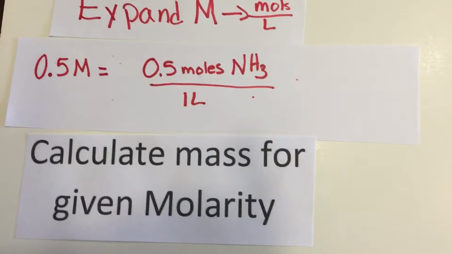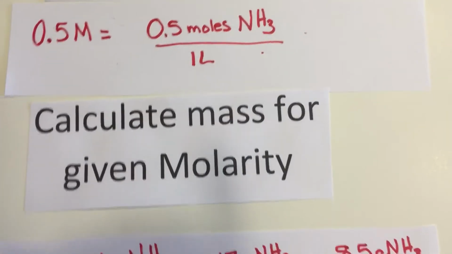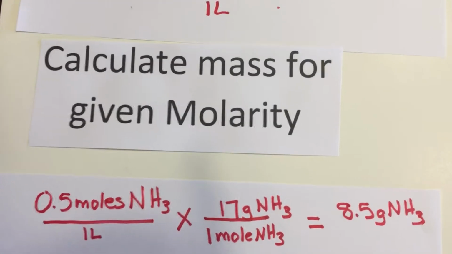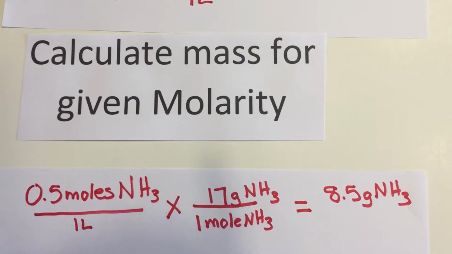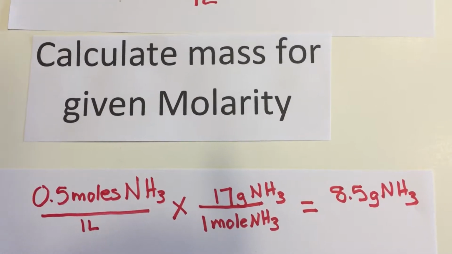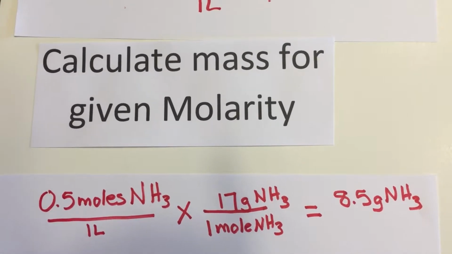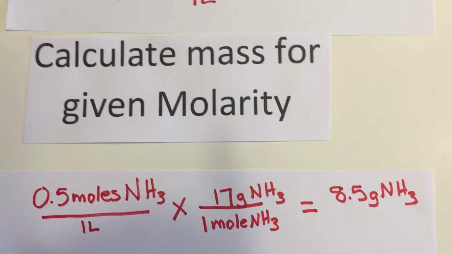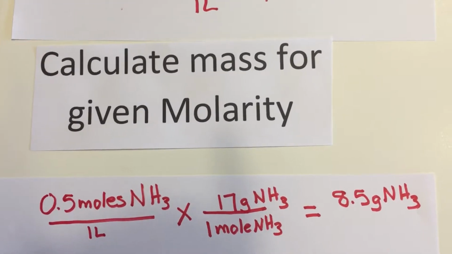Okay, so we're going to calculate the mass for the given molarity. So we take what we have, 0.5 moles of NH3 per 1 liter, and multiply that by the molar mass, the 17 grams of ammonia over 1 mole of ammonia, so our moles will cancel. And our answer here is 8.5 grams of ammonia.